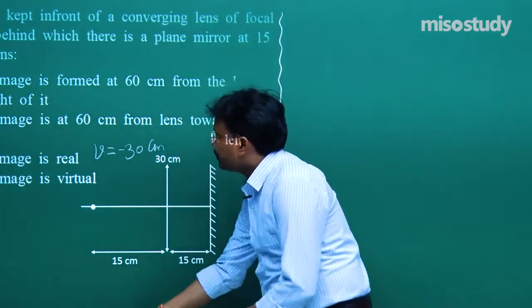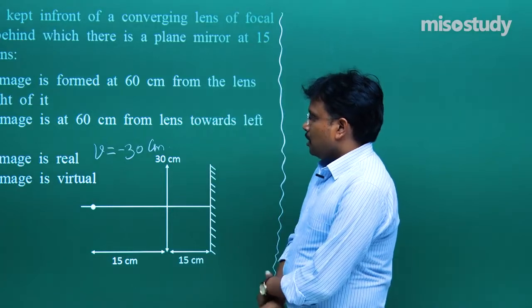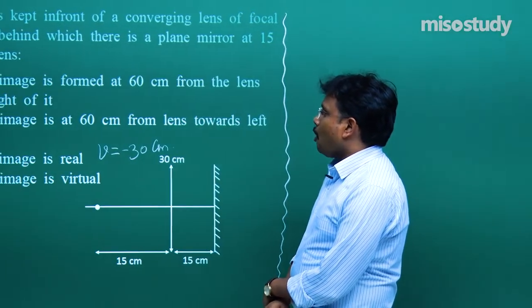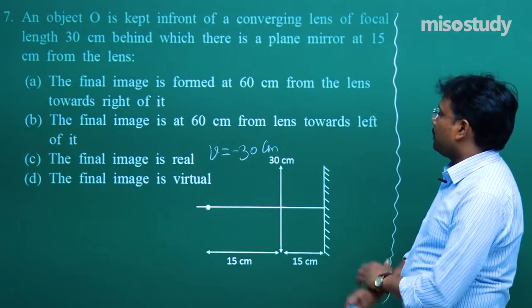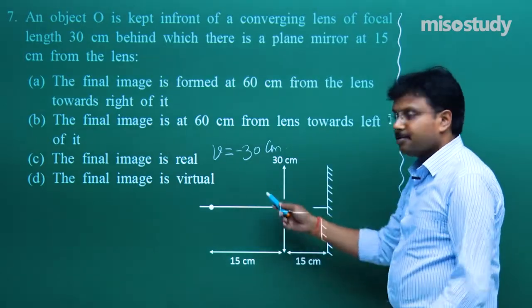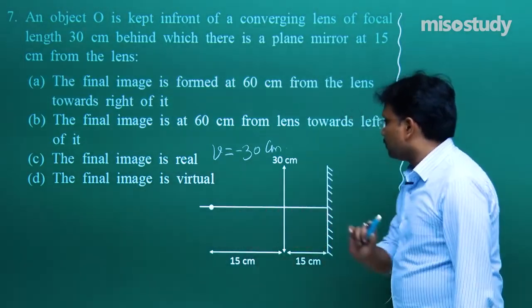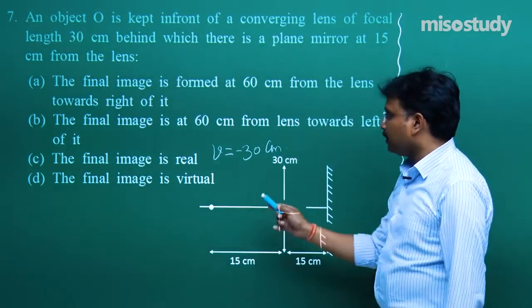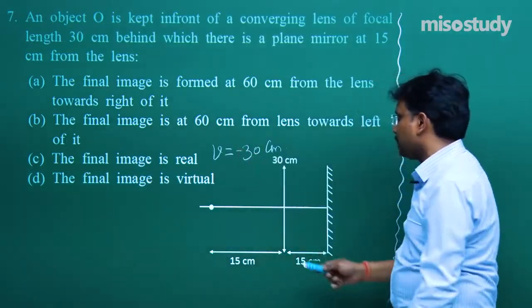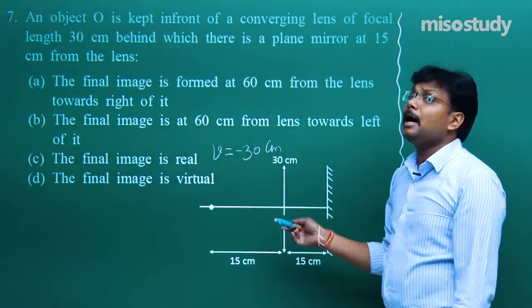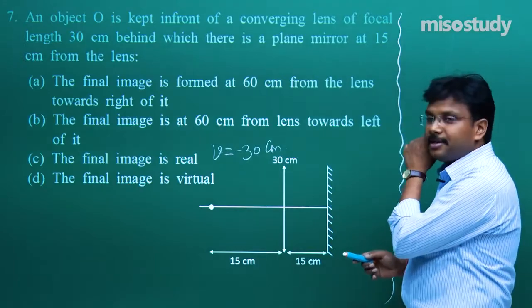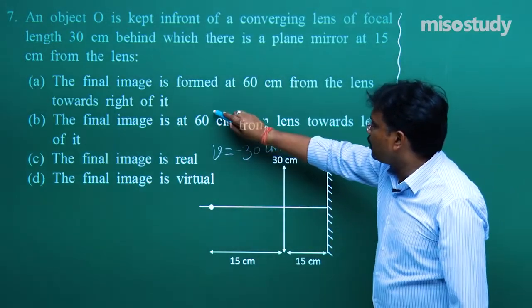So now let's start analyzing. The final image is formed at 60 centimeter from lens towards left. Yes. This is minus 30, so you have to move in this direction. So 15 plus 15, 30 and remaining 30, so that will be 60 centimeter. So option number B is correct.